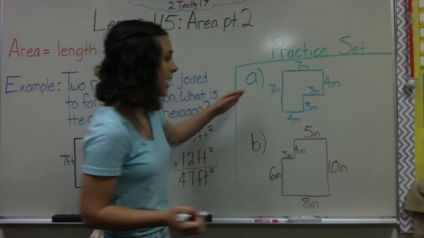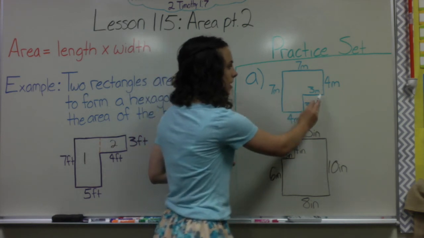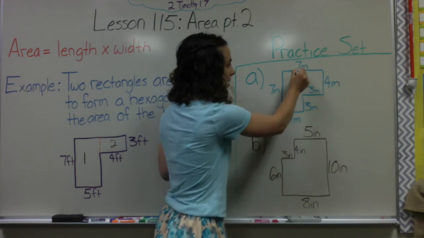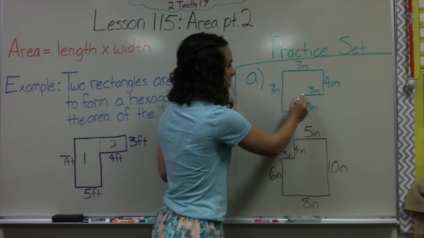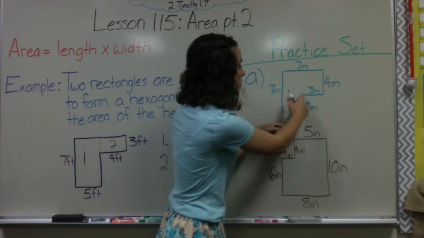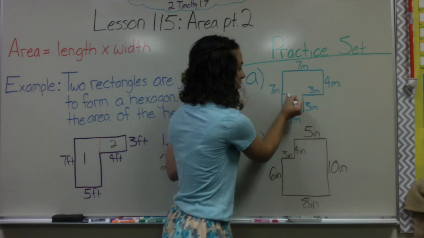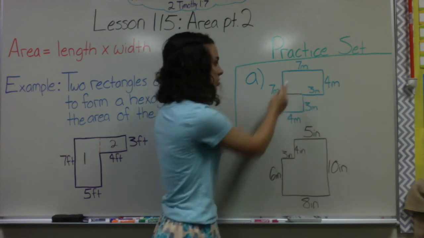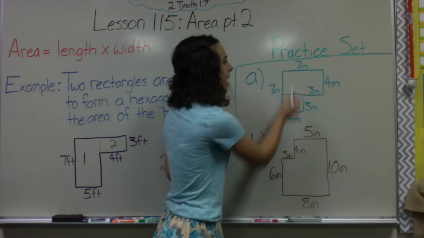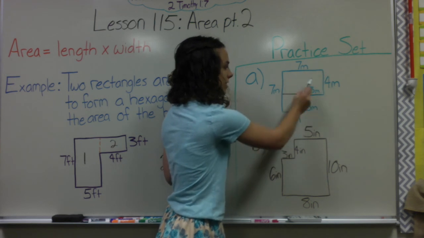So for letter A, I have 7 meters going this way, 4, then 3, 3, 4, and 7. So you just need to pick one side. If I want to split it this way, I can. If I want to split it this way, I can, whichever works for you. And then you just have to be careful to look at the dimensions. So if you're going to do your rectangle this direction and split it in 2 like this, I have 4 meters here, 3 meters here, so 4 times 3. And then for this one, I have 7 meters here, 4 meters here, so 7 times 4, that's this rectangle.